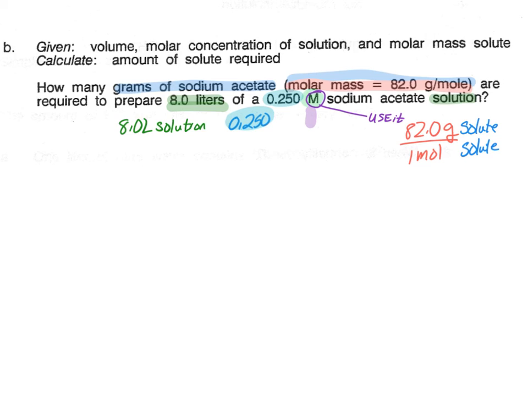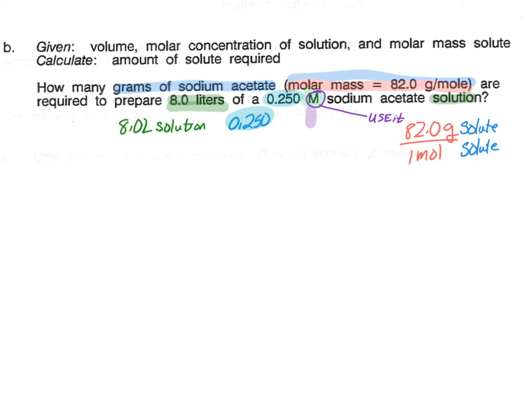So we have 3 numbers to work with. We have 82 grams per mole, 8 liters of solution, and 0.250 moles per liter. And so we would need to figure out how to get these to work out right. Now you can choose where to start. I prefer to start with one that is not a ratio because we know that that is an exact number that we have to work with. So we're going to start with the 8 liters.